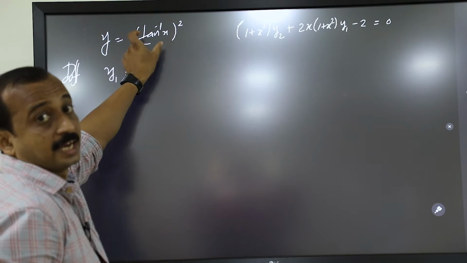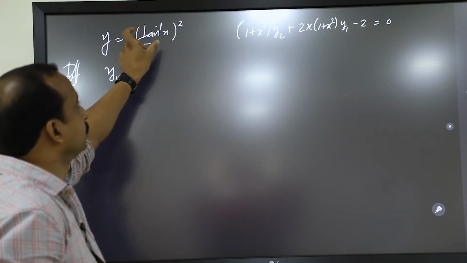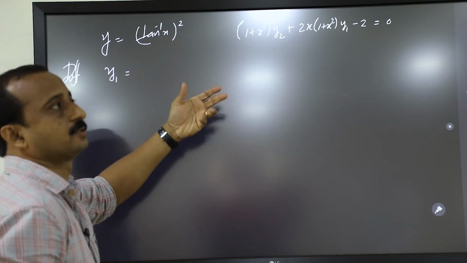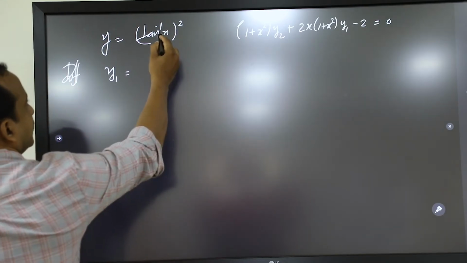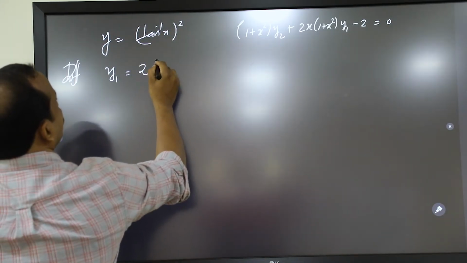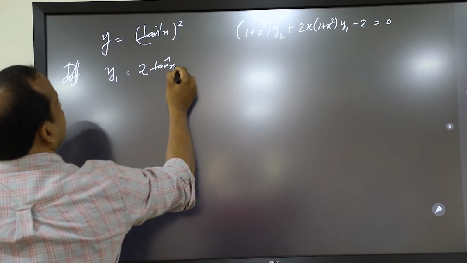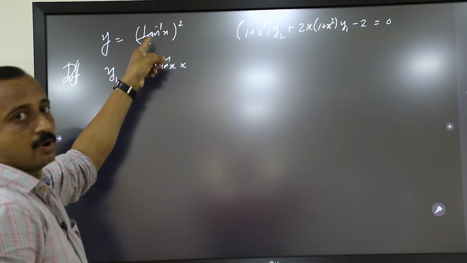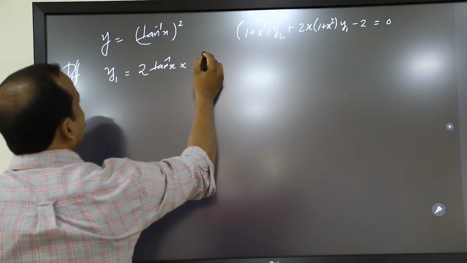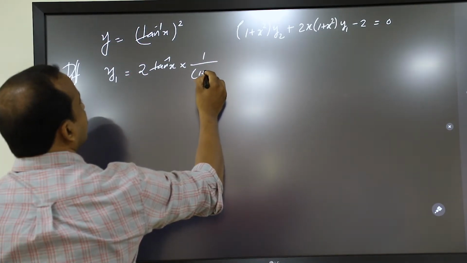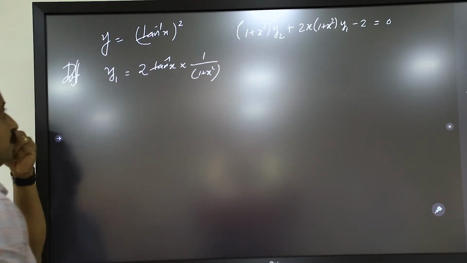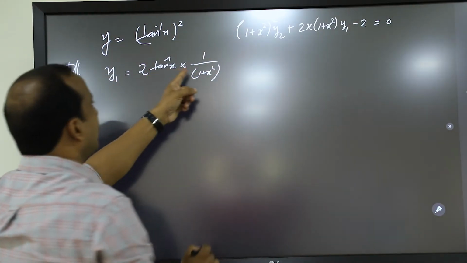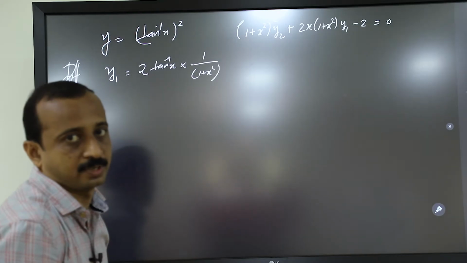Now the chain rule, you know, the derivative of x square is 2x, and therefore the derivative of tan inverse x the whole square is 2 tan inverse x into, then using function of function we find the derivative of tan inverse x. You know the derivative of tan inverse x is 1 divided by 1 plus x square. That is 2 tan inverse x divided by 1 plus x square.